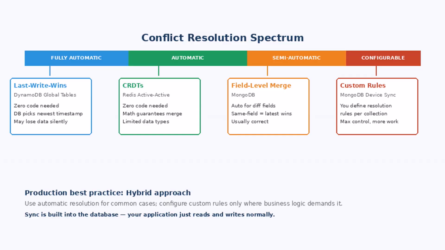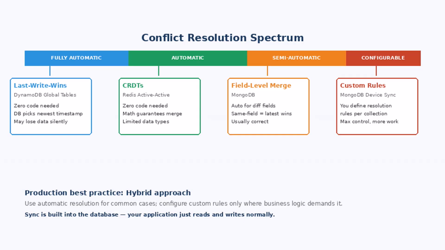Conflict-free replicated data types, or CRDTs, are data structures designed so concurrent modifications on different nodes always converge without coordination. A CRDT counter incremented by 3 on one node and 5 on another gives 8 on sync. Both writes preserved. Redis Enterprise uses CRDTs for its active-active geodistribution.